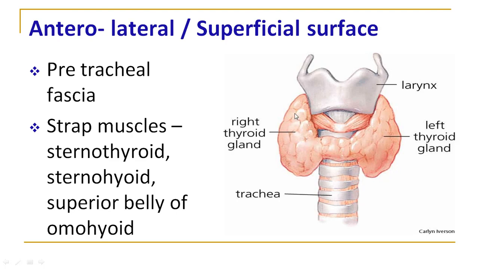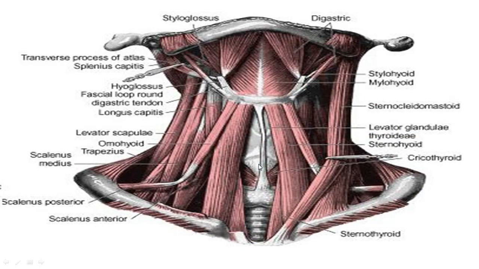It is of course related to the skin, superficial fascia, platysma, and investing layer of deep cervical fascia. In addition to this, it is related to the infrahyoid group of muscles, which include the sternothyroid from the sternum to the thyroid cartilage, sternohyoid from the sternum to the hyoid bone, and the superior belly of omohyoid coming from the suprascapular notch of scapula towards the hyoid bone. You can see the same over here.